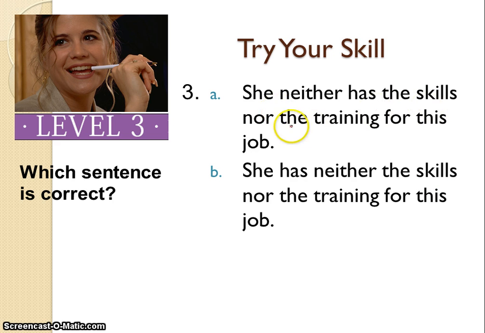She neither has the skills nor the training for this job, or she has neither the skills nor the training for this job. Which one do you think? This one here. Then we have our neither nor. She has the skills or the training. So these are of equal, the skills, the training. So these need to stay together to make sense with our neither nor combination.